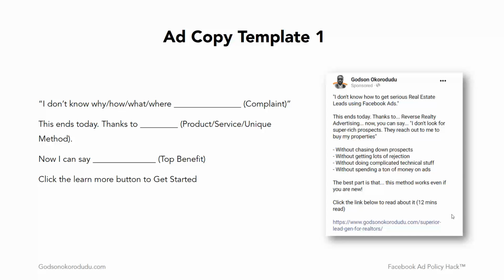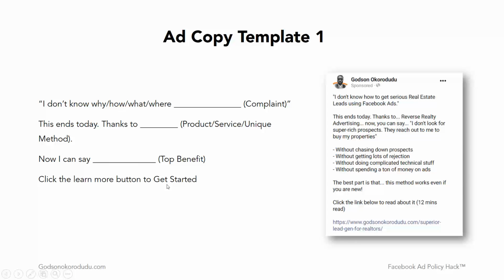So it says, I don't know why, then the complaint, or I don't know how, then the complaint. I don't know what, then the complaint. I don't know where, then the complaint. What is the problem, right? Then you say, this ends today thanks to blank. That's your product, service, or unique method. Then you say, now I can say blank. Then you include the top benefit. Click the learn more button to get started.